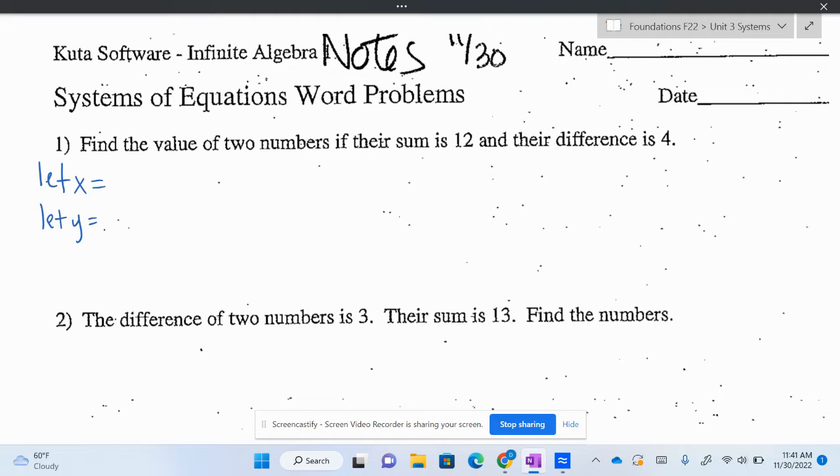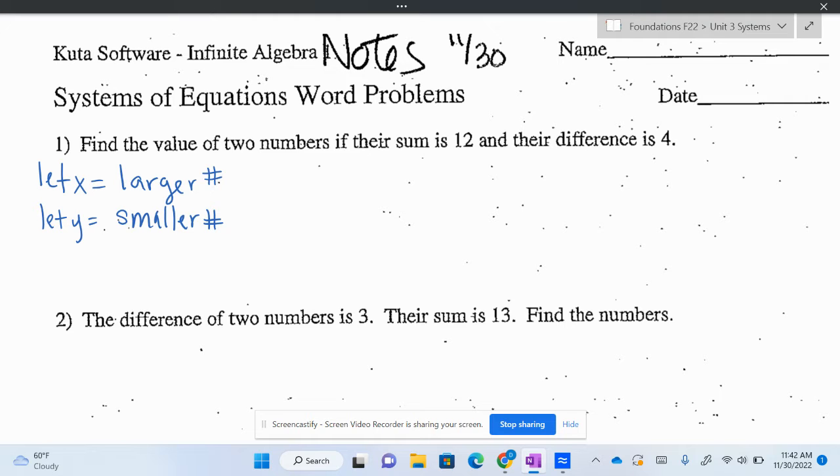Someone help her out. How did we classify those numbers? One was a larger number. That's okay. And one was a smaller number. Okay. So we're going to let X equal the larger number and Y be the smaller number. That way, when we subtract them, when we find the difference, we put X first. We take the larger number minus the smaller number. Does that make sense? Okay.